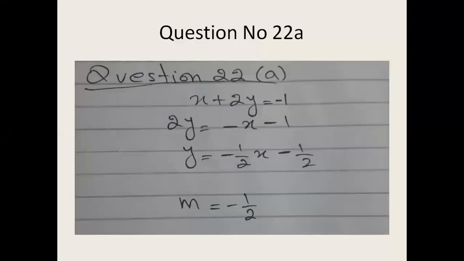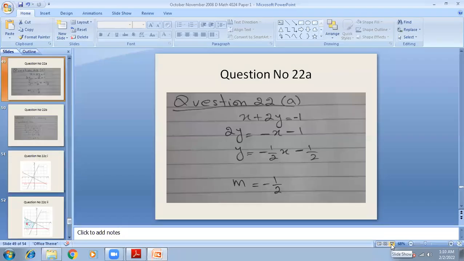So x plus 2y equals to minus 1. So 2y equals to minus x minus 1. So y will be equals to minus x by 2 minus 1 by 2. So the m value will be minus 1 by 2. So that is how you do question number 22, its A part. From the given equation of the line, we are able to tell what is the gradient of that line.